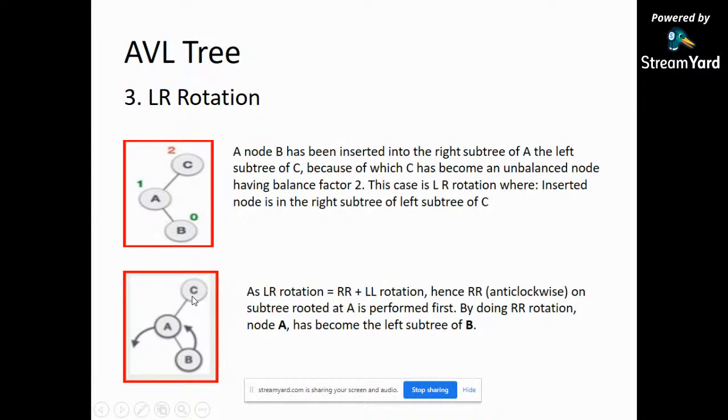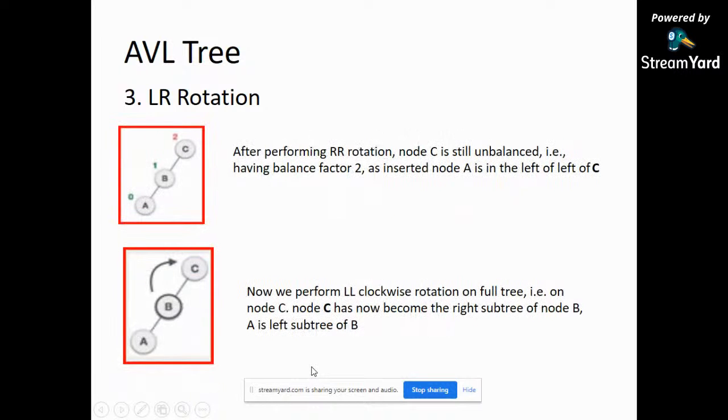Sorry, from LR to LL, left left. So we have to bring all the nodes to the left. So what we'll do is one anti-clockwise rotation. So B will come to this position. So it is C B A. Here you can see it is C B A.